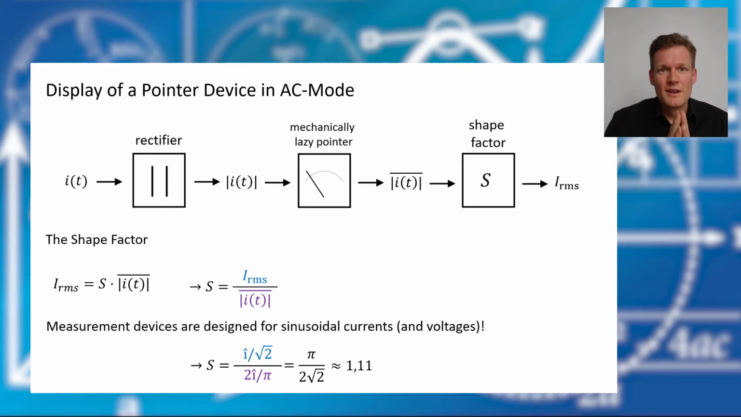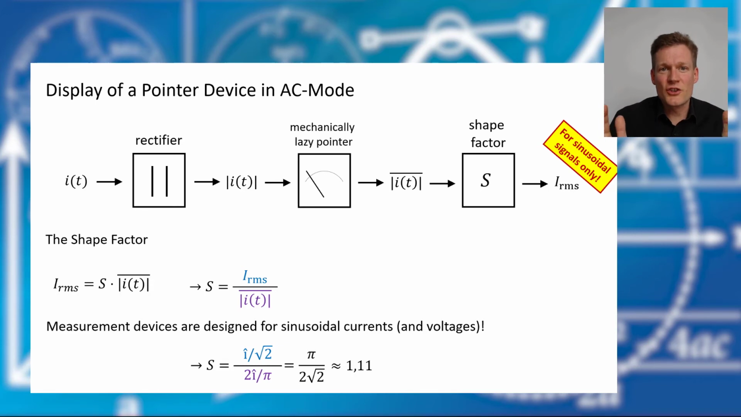So, to sum it up, a pointer device in AC mode shows us the rectified value, but we are not interested in that, and therefore the manufacturer just writes the scale behind the pointer in such a way that a multiplication of 1.11 is included. And this is the shape factor for a sinusoidal voltage or current, and therefore the pointer device just shows RMS values if the voltage or current is sinusoidal.